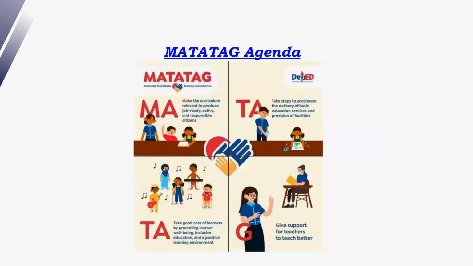And last, the org outcome framework is the MATATAG agenda. MA stands for Make the Curriculum Relevant to Produce Competent and Job-Ready, Active and Responsible Citizens. First, TA stands for Take Steps to Accelerate Delivery of Basic Education Facilities and Services. Second, TA, Take Good Care of Learners by promoting learner well-being, inclusive education, and a positive learning environment. And lastly, G stands for Give Support to Teachers to Teach Better.